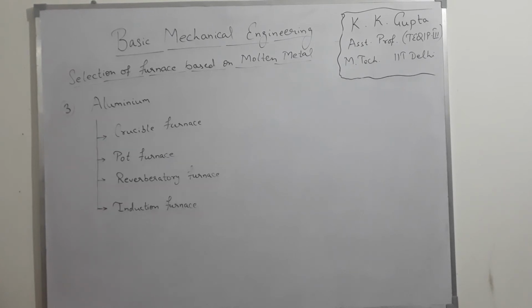For melting aluminium, we can use crucible furnace, pot furnace, reverberatory furnace and induction furnace. For melting copper, we can use crucible furnace, electric resistance furnace, reverberatory furnace, induction furnace and electric arc furnace.